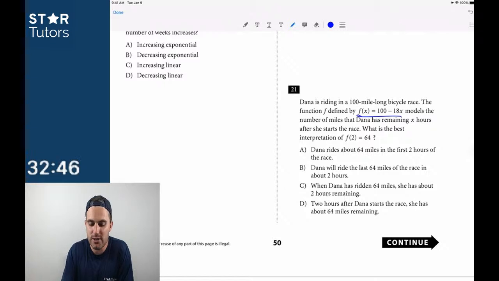That's a linear equation. It's amazing how often linear equations come up on the SAT.